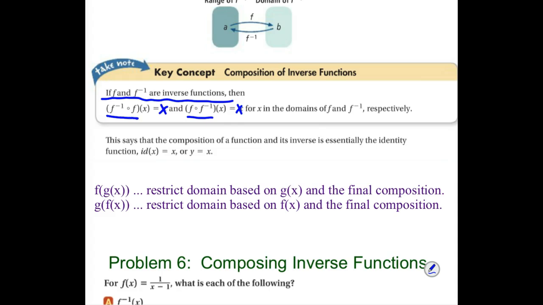Typically, when we say you do a composition, we say it's not commutative, right? F of g and g of f are not the same. If the two functions are inverses of each other, you will get the same thing both ways. Okay?